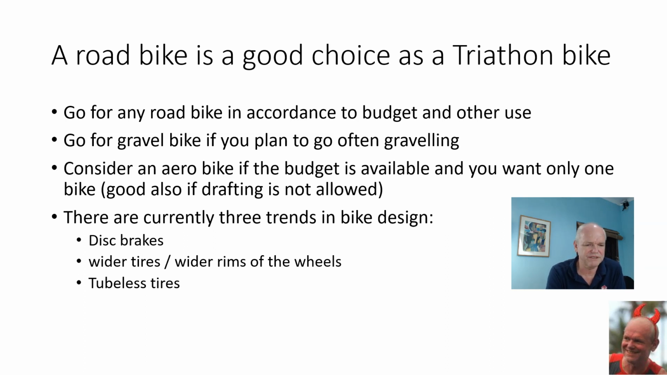What is maybe at the moment quite important is that there are 3 trends in bike design, which you could consider if you would like to use the bikes for a very long time. Number 1 are these disc brakes. More and more companies are providing their bikes, especially in the mid-price level, with disc brakes. And because they have disc brakes, they can also go for wider tires. And for wider tires, usually it's better to have wider rims of the wheels. So now the new wheels have usually wider rims.